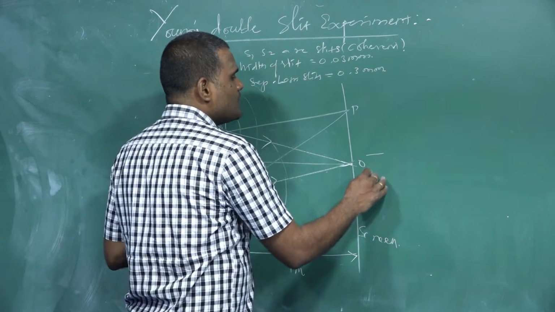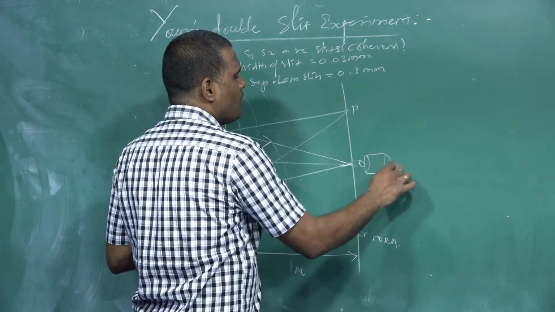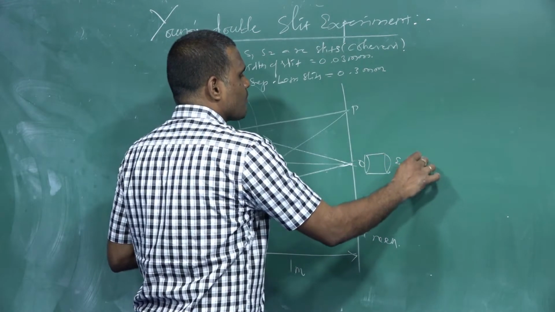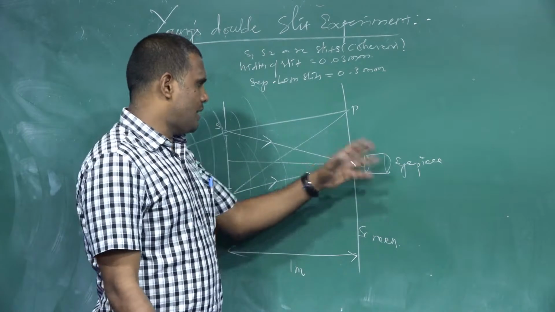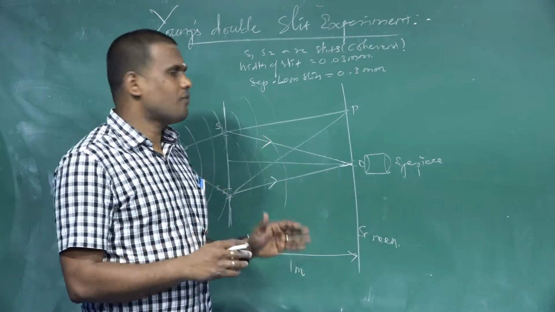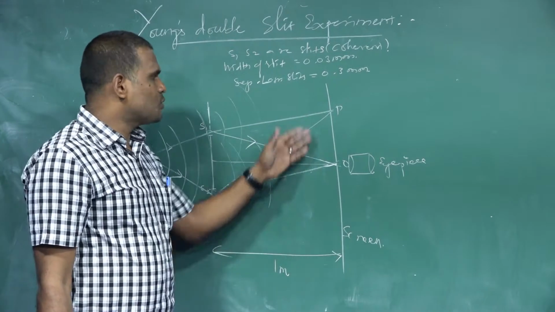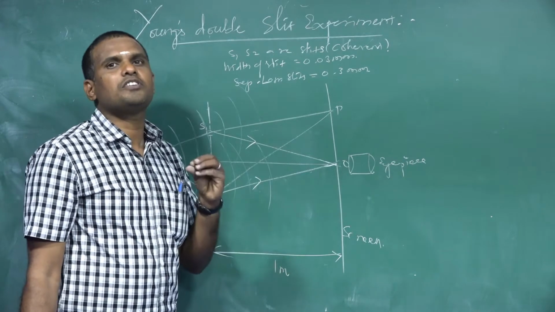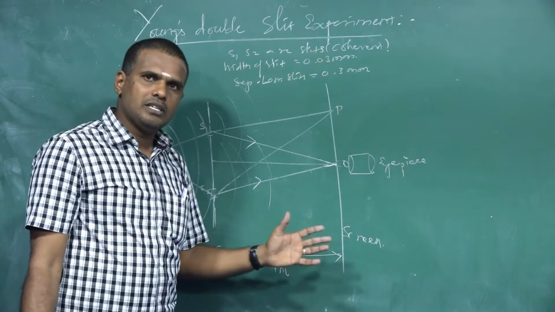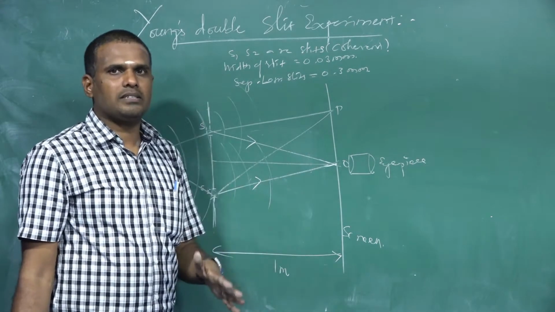And these interference fringes can be seen with the help of an eyepiece, so that we can see the interference pattern with our naked eye. The fringes which are formed over the screen are called interference fringes or interference bands. Either you can call it fringes or you can call it bands.